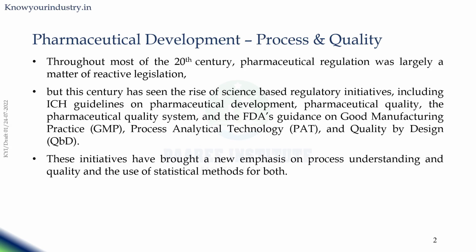But in the 21st century, we have seen the rise of science-based regulatory initiatives, including ICH guidelines on pharmaceutical development, pharmaceutical quality systems, FDA guidance on GMP, good manufacturing practices, process analytical technology, and quality by design. These initiatives have brought a new emphasis on process understanding and quality and the use of statistical methods for both. So basically, statistical or biostatistical methods are mainly used to improve the process and the quality of pharmaceutical development.